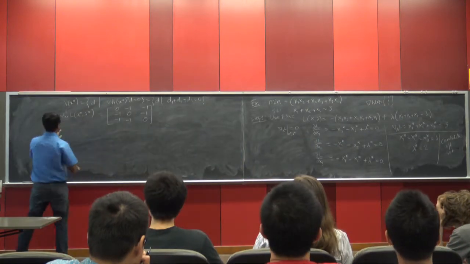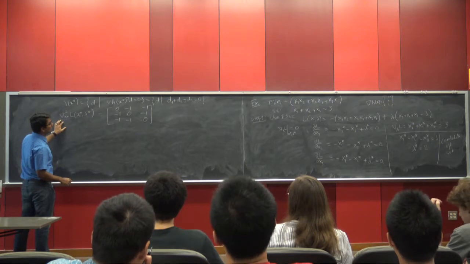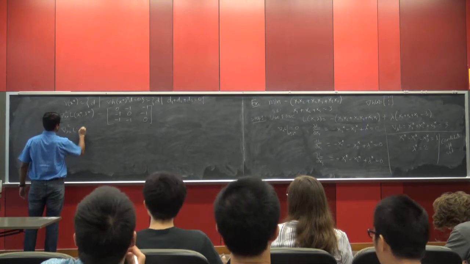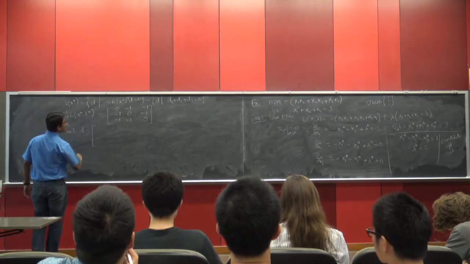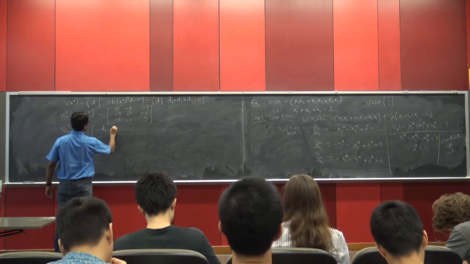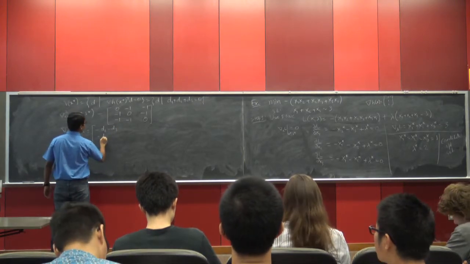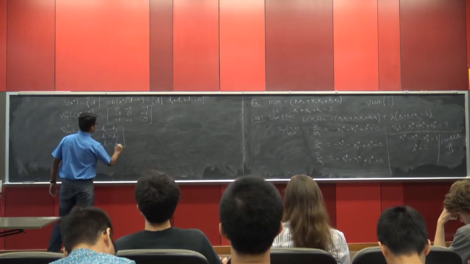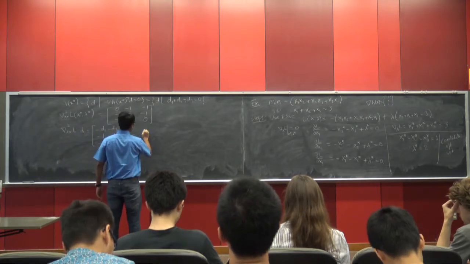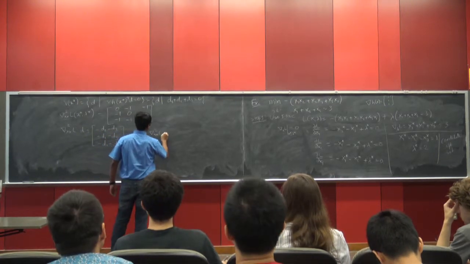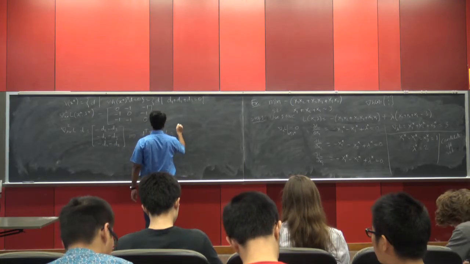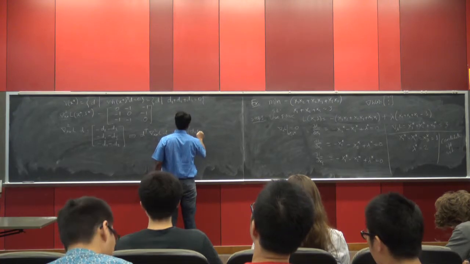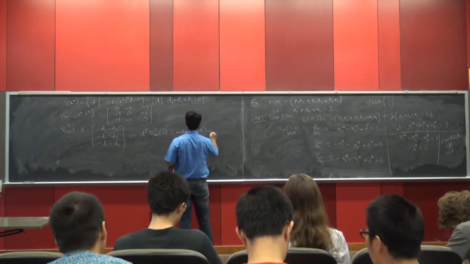So let's multiply it by d. What do I get? Minus d2 minus d3, minus d1 minus d3, minus d1 minus d2. So this implies d transpose is equal to minus d1, d2 plus d3, minus d2.